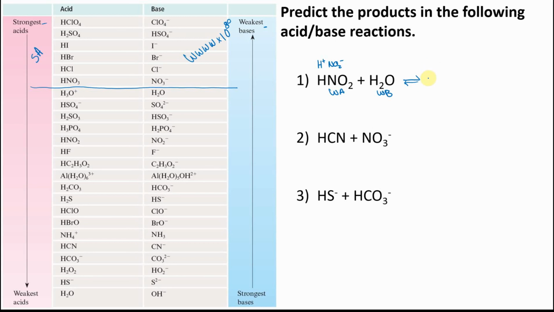So what am I going to form? If I'm a weak acid, I'm donating that proton, so I'm going to come to NO2 minus, plus, well, water is accepting it, so I'm going to make H3O plus.